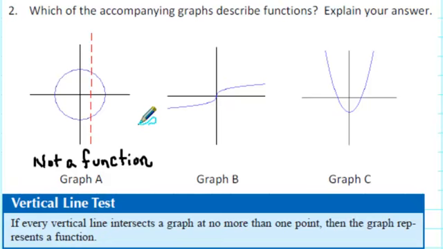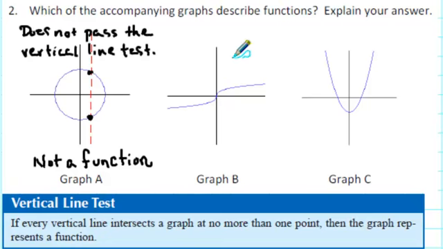And the reason that it's not a function is that it does not pass the vertical line test. The vertical line passes through more than one point on the graph. So we would say it does not pass the vertical line test.